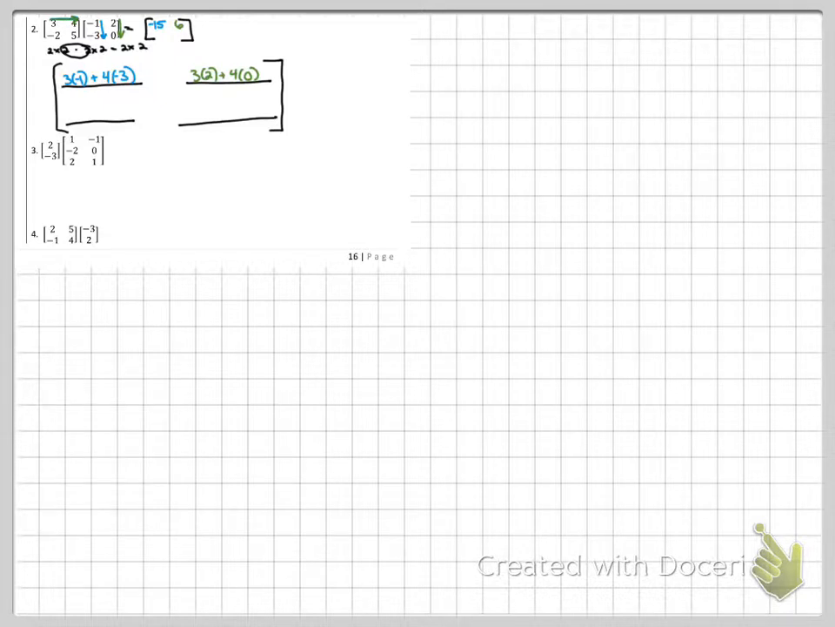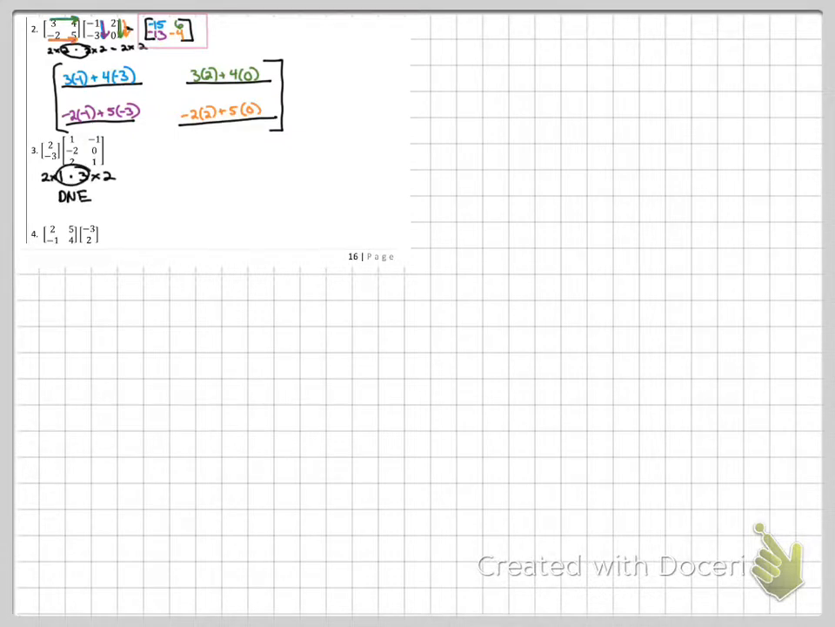Second row, first column. -2 times -1 plus 5 times -3 give me -13 for that term. And then do the last one. -2 times 2 plus 5 times 0 gave me -4 for that term. Okay, see what you can do with the next problem, number 3.